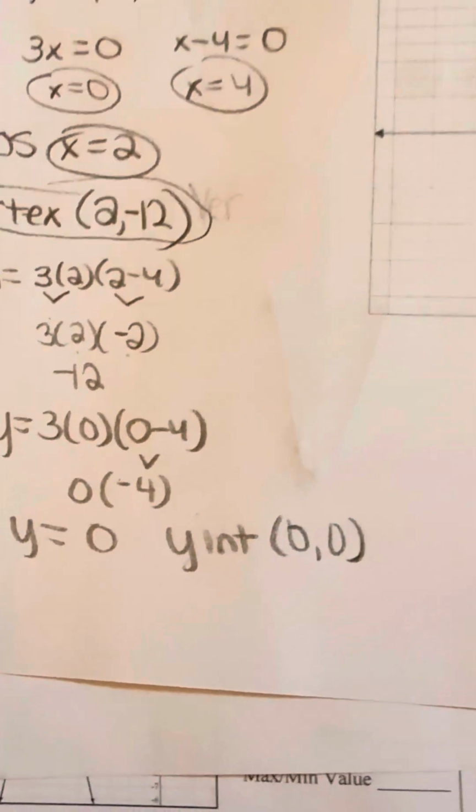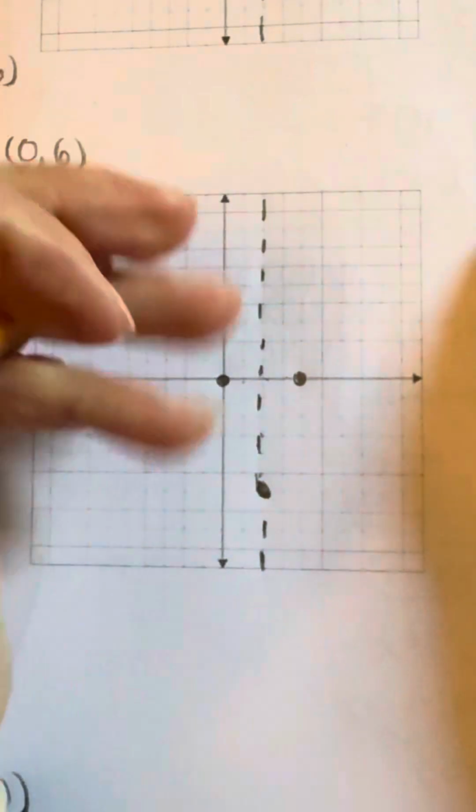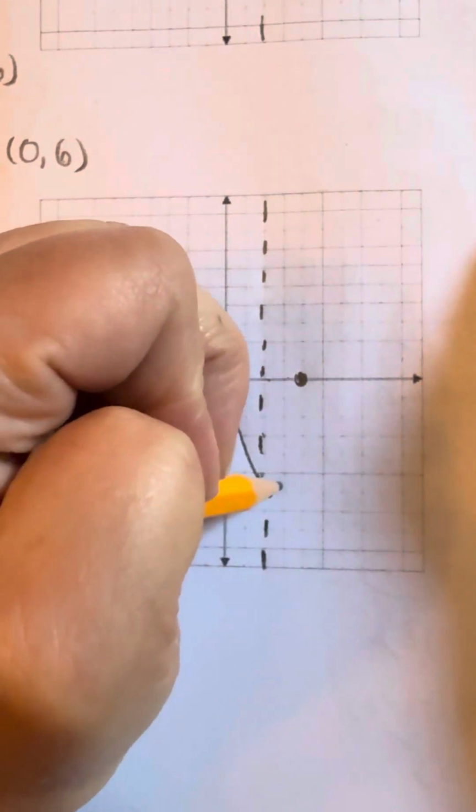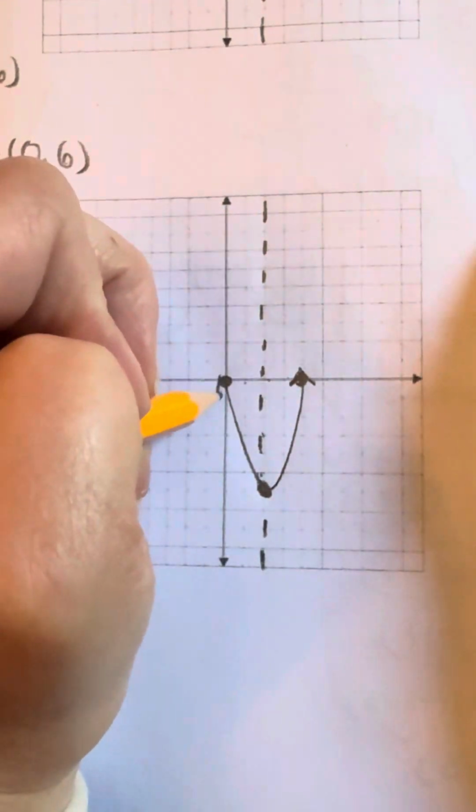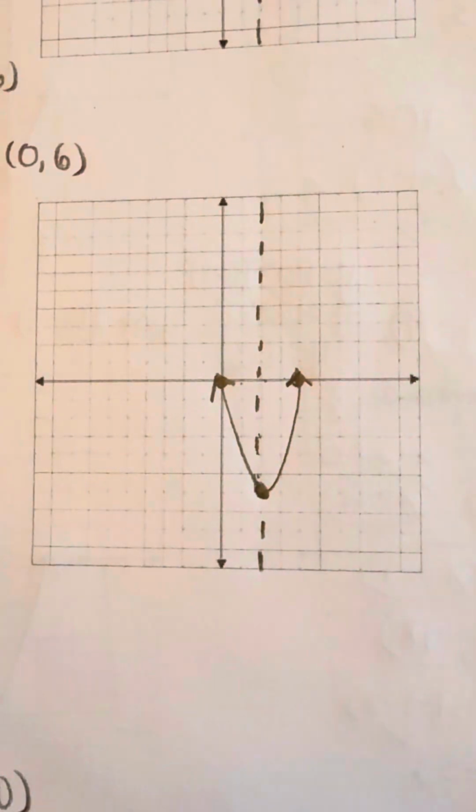So you're only going to see 3 points on this, and you're just going to connect all of these together and make your U, and that is how you get your quadratic done.